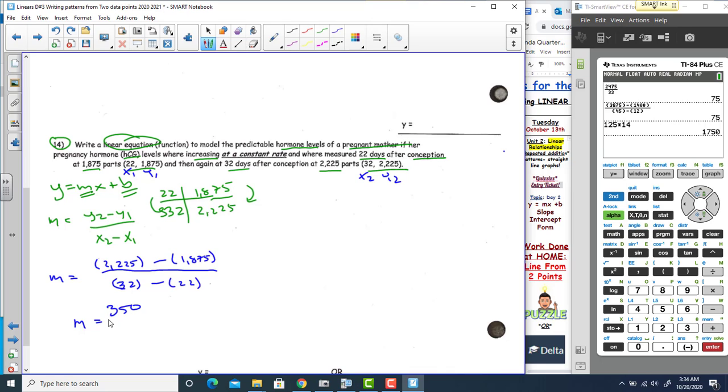My calculator keeps losing my screen, so I'm not going to use it again. Over 10. And if we simplify that relationship, 350 divided by 10, that's going to come out to 35 units of the hormone, HCG, per 1 day.